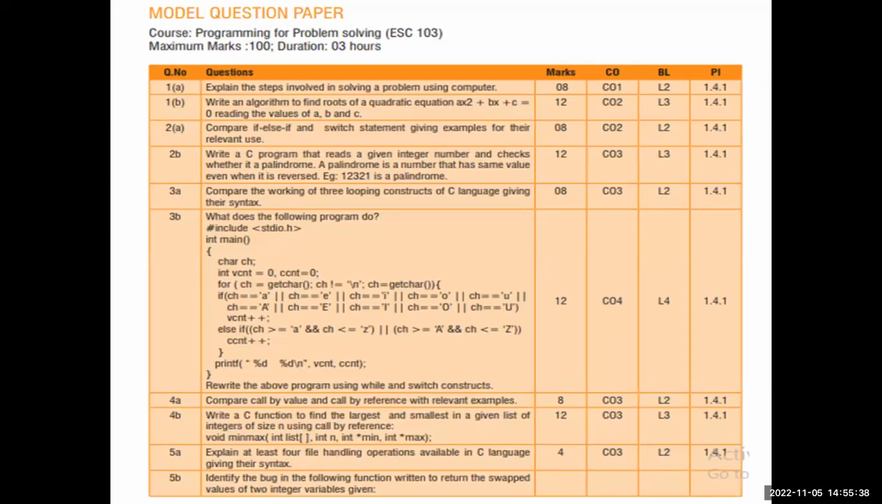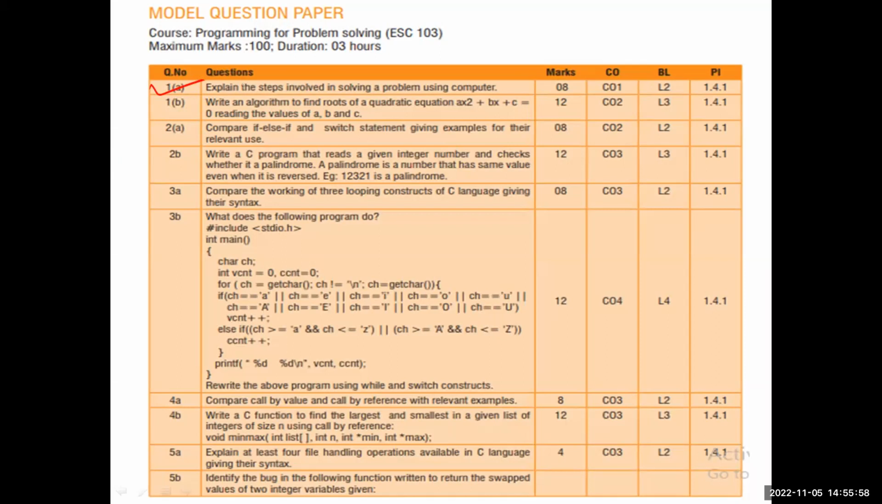So here you can see the model question paper for a 3 hours examination, maybe it's an end semester examination or mid semester examination, whatever you want to consider. Here, you need not worry about the question text. I'm not going to ask you to answer all these 5 questions in the next 10 minutes.